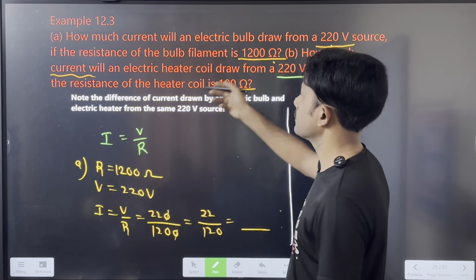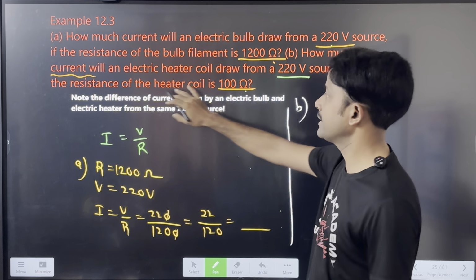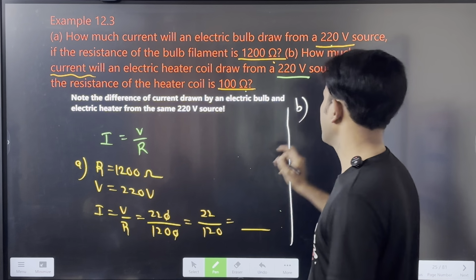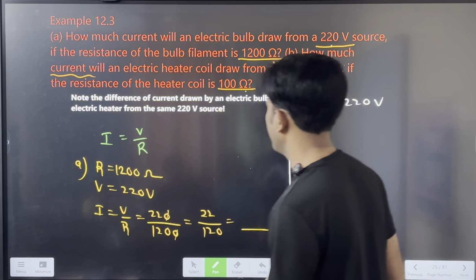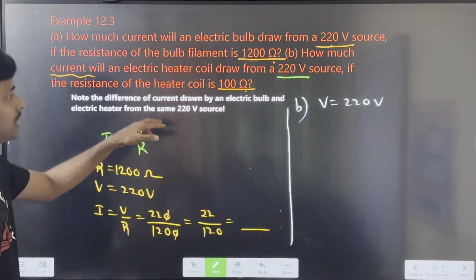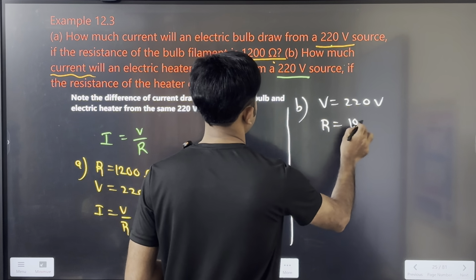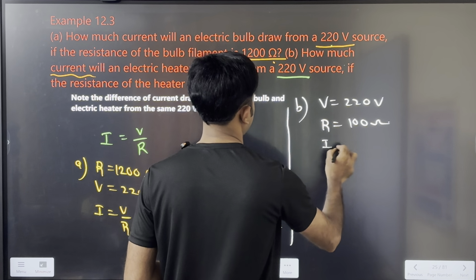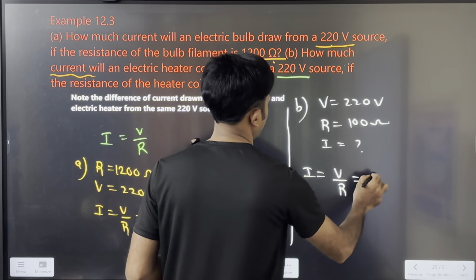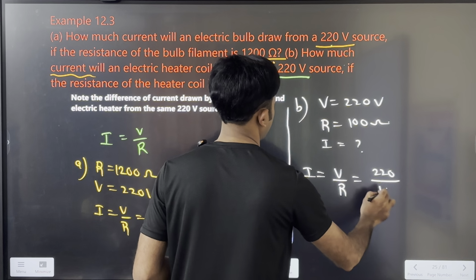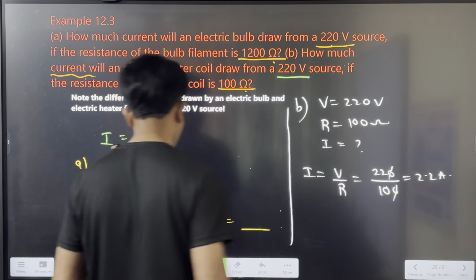In question B, they have given that an electric heater coil draws current from a 220 volt source, and the resistance of the heater is 100 ohm. What is the voltage source? The battery source is a 220 volt source. Right. Then how much resistance is there for the heater coil? The resistance of the heater coil is 100 ohm. Okay. Then find the current value. So we can find this: I equal to V by R. V is 220 and R value is 100, zero cancels, then this is equal to 2.2 amperes.